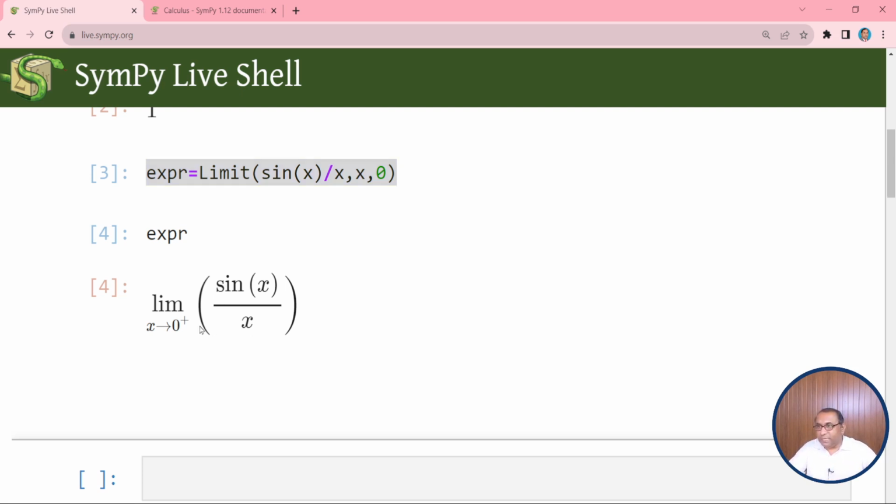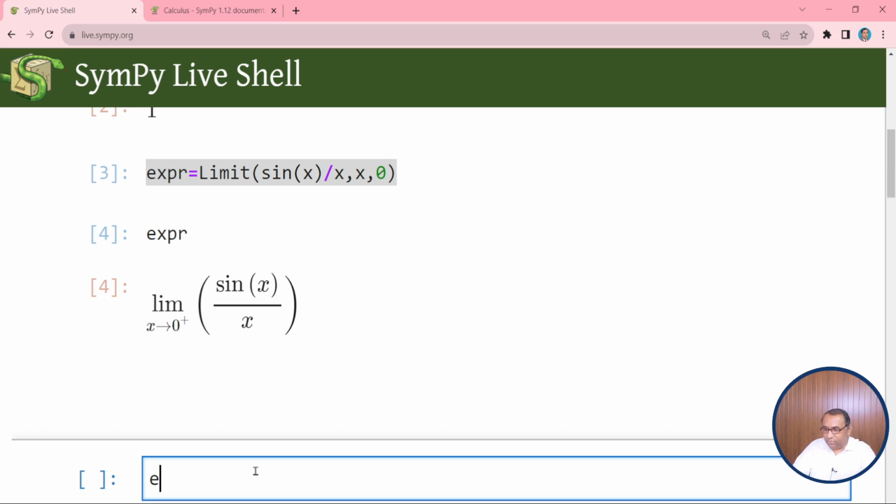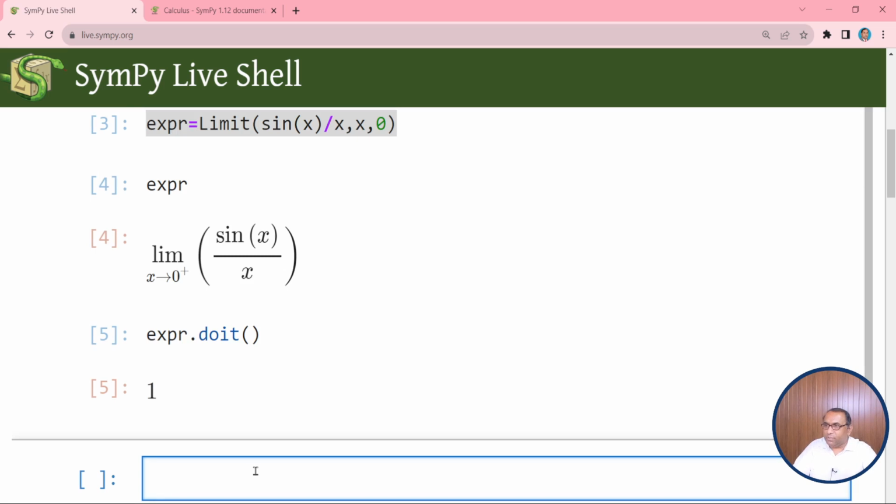You can see here this is the corresponding function in symbolic form, which is limit x equals 0 from the right side of sin x upon x. Further, if you want to simplify, we will use the doit function as we used for derivative and integration. Doit, then enter. You can see we have the corresponding limit.